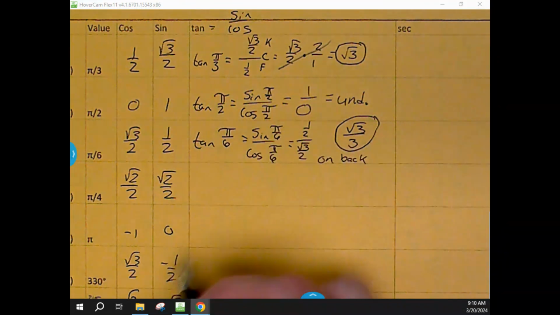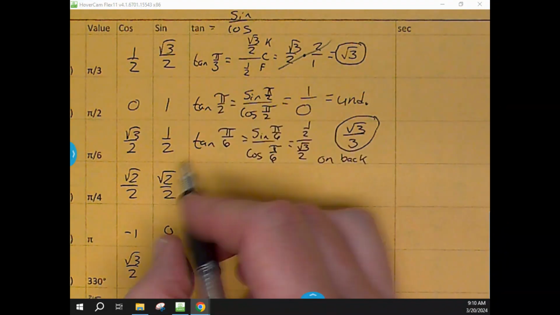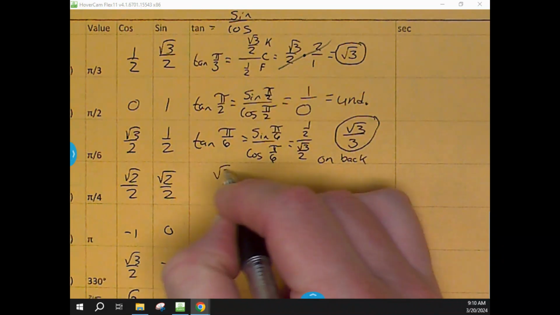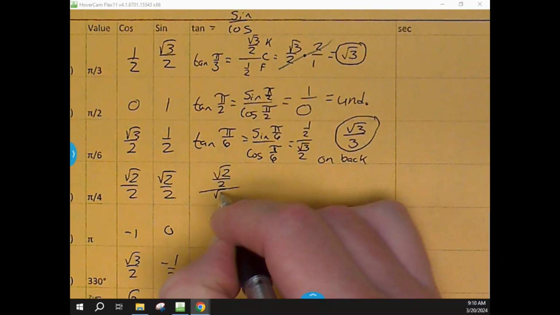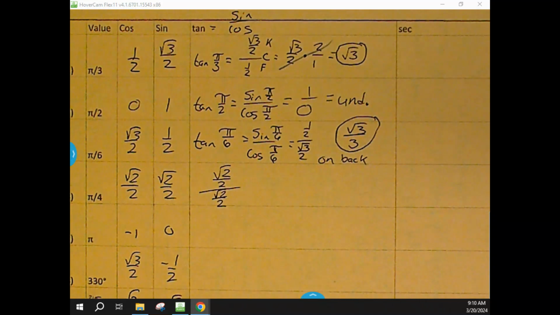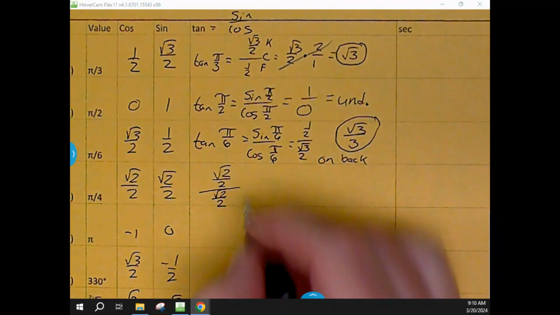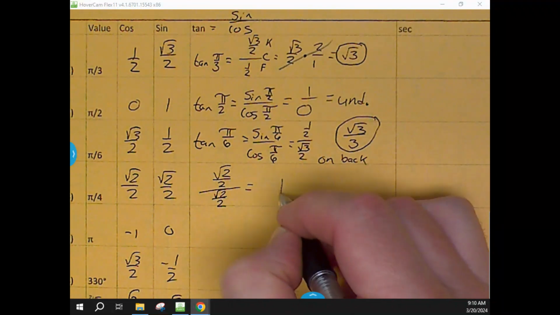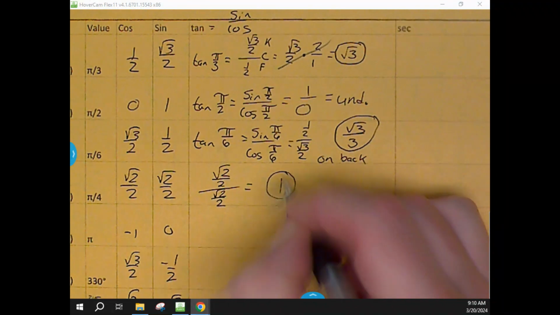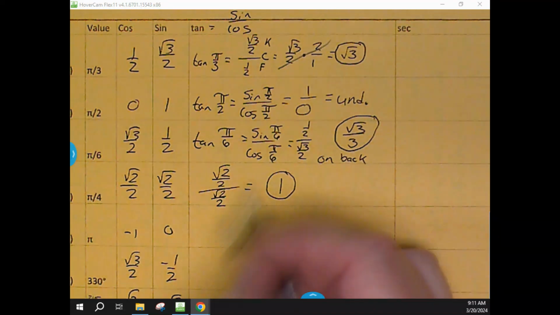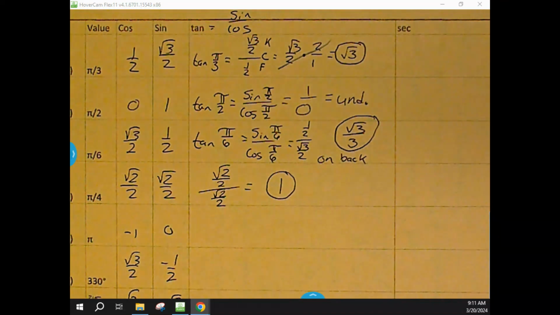Okay, so for the rest of these, here's what we'll do. We won't have to write this part out, but for this part, we're going to do the tangent of pi over 4. That is square root of 2 over square root of 2. What happens when you put the same thing over itself? Everything cancels, and you just get a 1. Now again, if you did the keep, change, flip, everything cancels because your 2's would cancel, your square root of 2's would cancel, and you're left with just a 1 here.